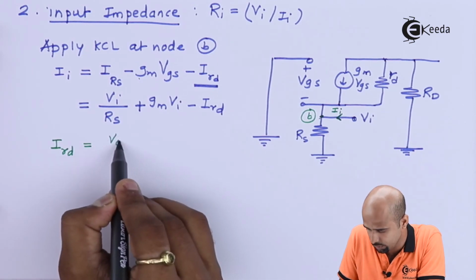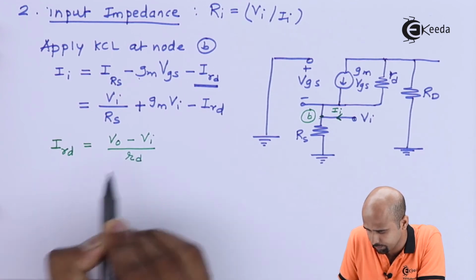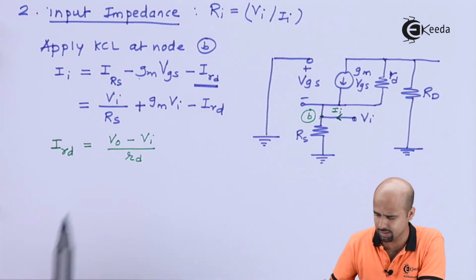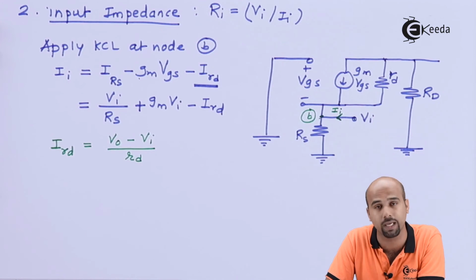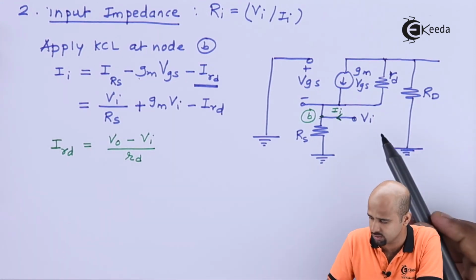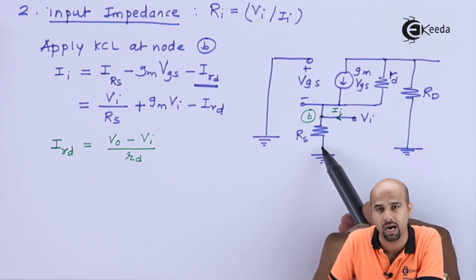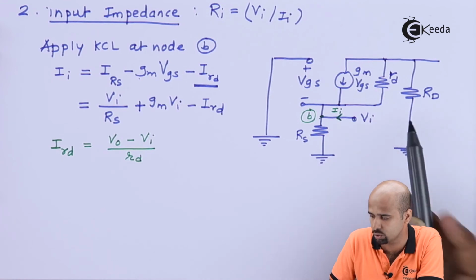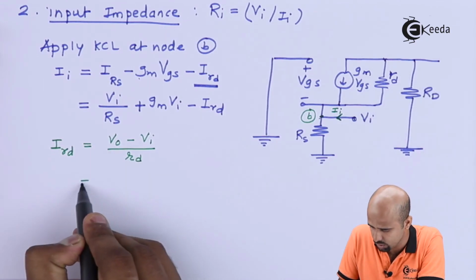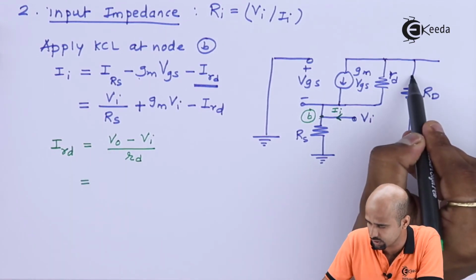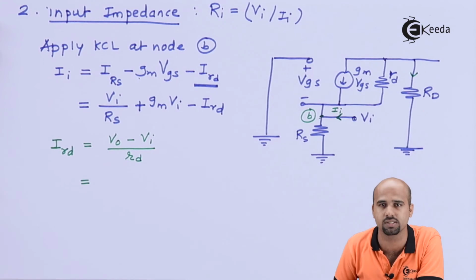Okay, Vo minus Vi divided by small rd. Somehow I want to eliminate this particular value of Vo. How can I do that? Vo I can eliminate by just saying that this current is Vi divided by Rs, and the same current is flowing through resistance Rd, right? So I can say that this Vo is nothing but this particular current multiplied by this resistance Rd.